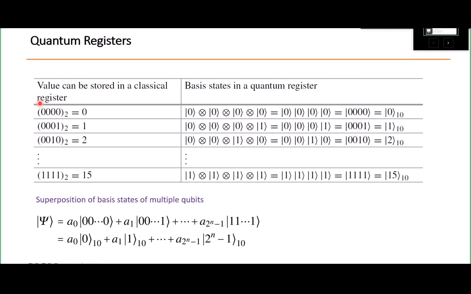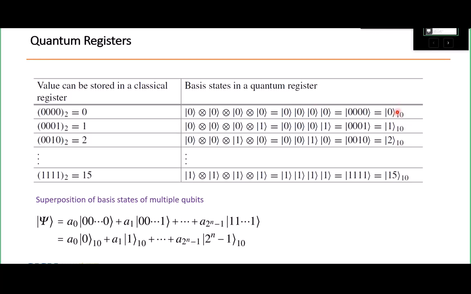What if I have 4 qubits? If I have 4 classical bits, I can represent 0,0,0,0 all the way to 1,1,1,1. I have 16 possible representations. But as I said, in a quantum computer, the register is just the same as the classical register if we only operate on the basis states.